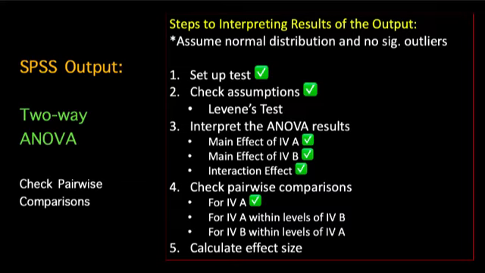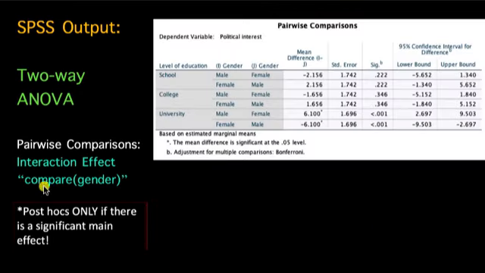The second set of pairwise comparisons is for looking at levels of independent variable A within levels of independent variable B. So what this means is that we're going to look at differences between education levels within gender. Okay, so this is, if you're thinking about the syntax, right, compare gender is telling you which independent variable you have investigated.